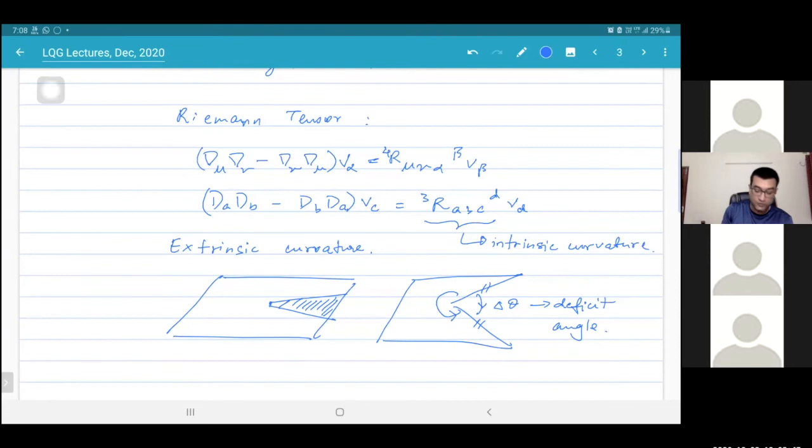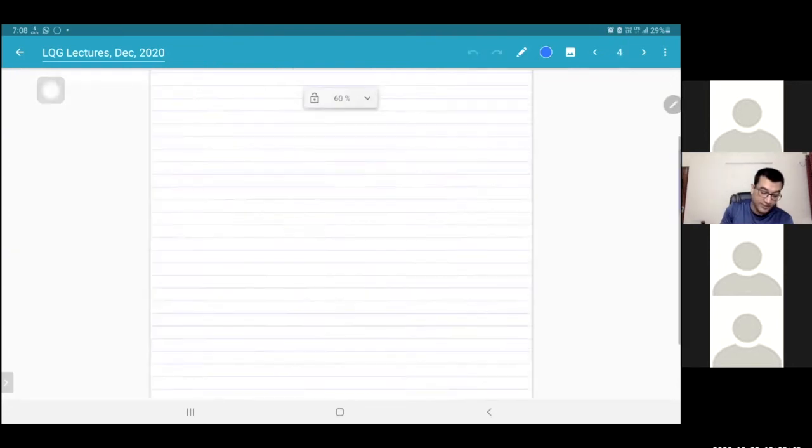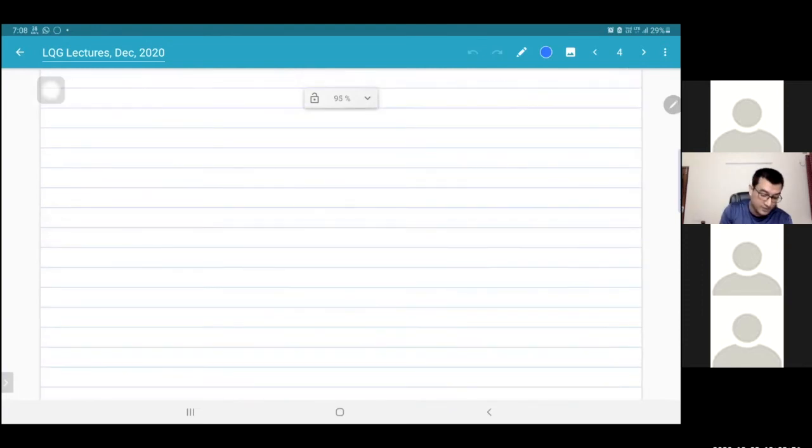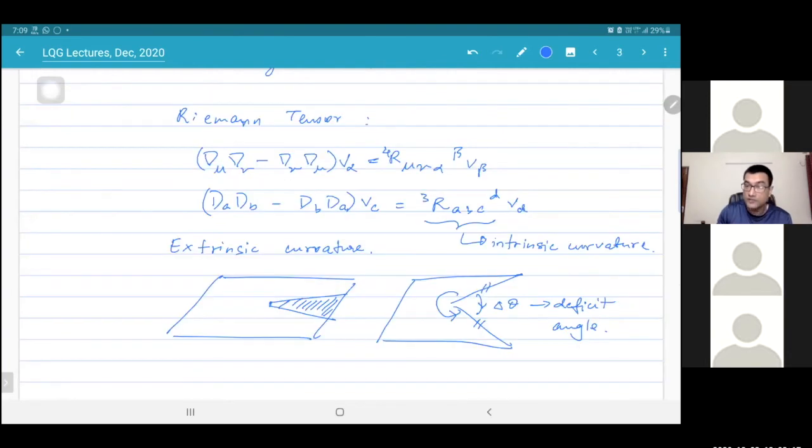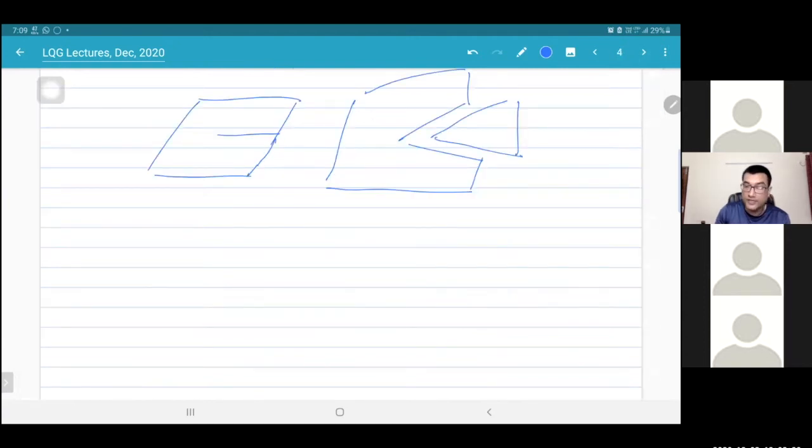And of course, you can also do the opposite thing, which is that instead of excising a piece, you make a cut and then you take a piece and insert it into that cut, right? And then your deficit angle will be positive. So these are the two different kinds of curvature that you can have, right? One will be positive curvature and one will be negative curvature. This will be positive curvature, right? And this will give you negative curvature.